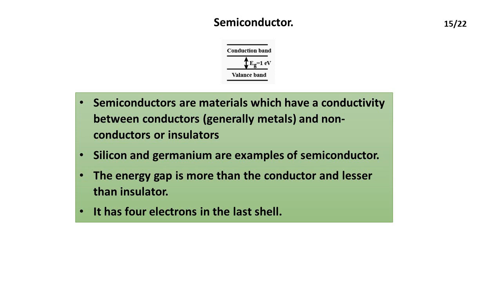Semiconductor. Semiconductors are materials which have a conductivity between conductors and non-conductors or insulators. Silicon and germanium are examples of semiconductors. The energy gap is more than the conductor and lesser than the insulator. It has 4 electrons in the last shell.